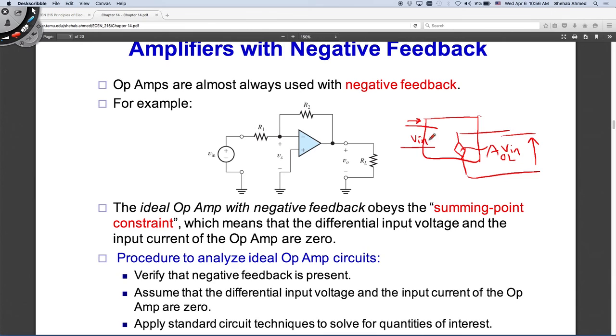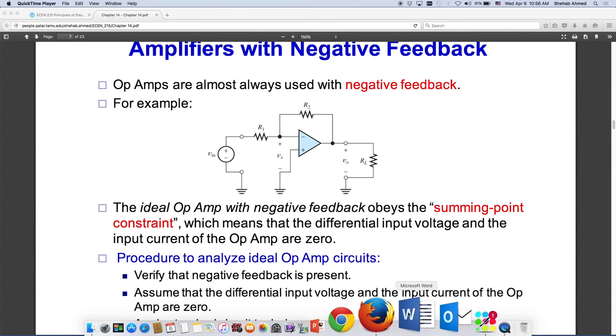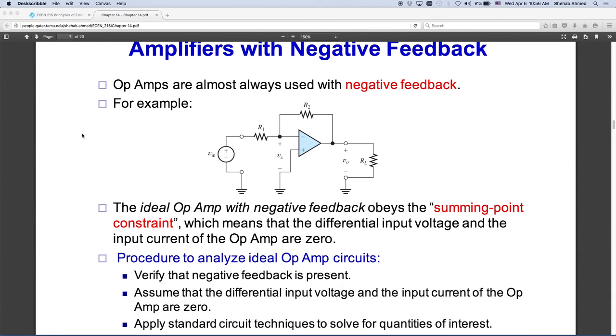The value of this voltage is what we can play with, depending on what we put on the two terminals. I think we mentioned this last time. I just want to refresh your minds about it. The fact that these terminals are open circuited leads to something that the textbook calls the summing point constraint. What does the summing point constraint mean?